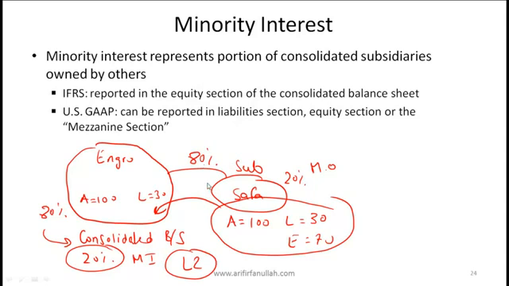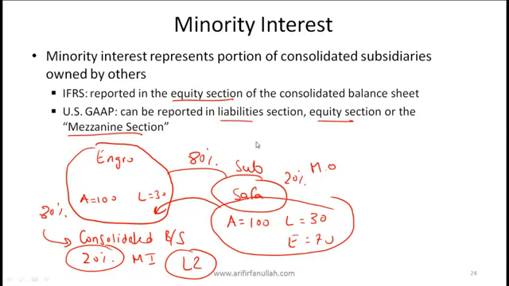Now, how is this reported? Under IFRS, we should report minority interest in the equity section of the consolidated balance sheet. And the thought process is quite straightforward. The minority owners are owners, and hence their share should be classified as equity, and hence their share is shown in the equity section. US GAAP is more flexible. It essentially says that minority ownership can be shown anywhere. It could be in liabilities, it could be in equity, or in between liabilities and equity, which is called the mezzanine section.